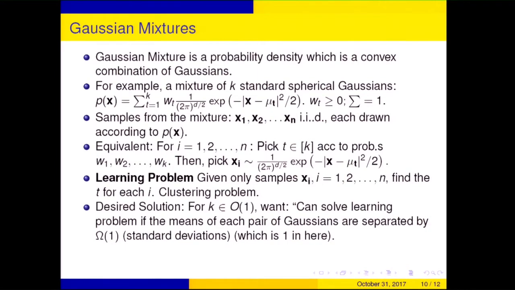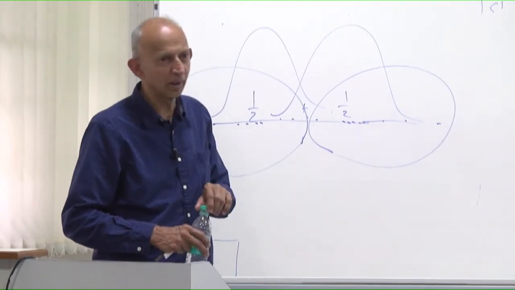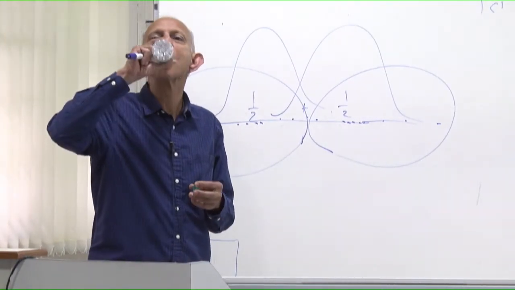And the solution I want to say the following. Let's pretend the number of clusters is constant. I like to solve the learning problem if means of each pair of Gaussians are separated by 10 standard deviations. So this is a mnemonic that you hear all the time, right? Means separated by 6 standard deviations, let's say 10, or any constant. I want to say that's enough for me to learn the Gaussians. Okay? This is not trivial. In one dimension it is, but in d dimensions it is not trivial.